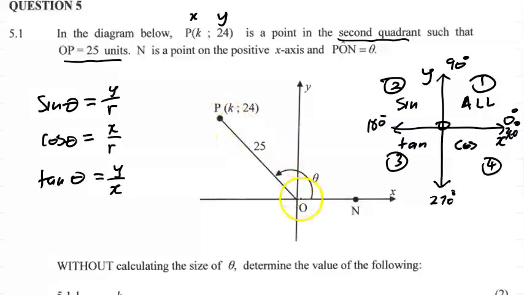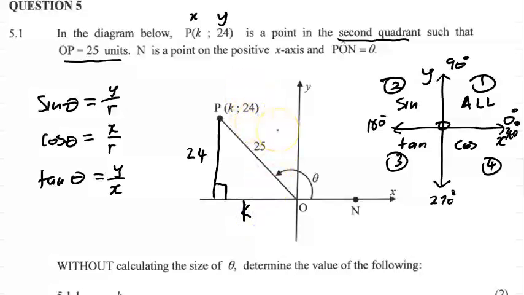You can clearly see OP is going to be my radius or my hypotenuse. Remember, I'll get a radius if I have to complete a circle around all of these points. This will be r. My radius is 25, x is going to be K, and y is 24.